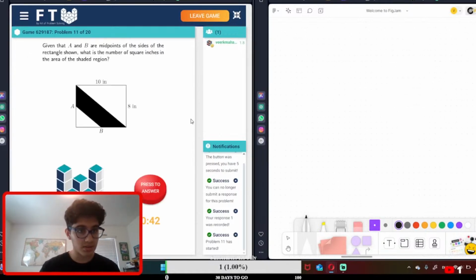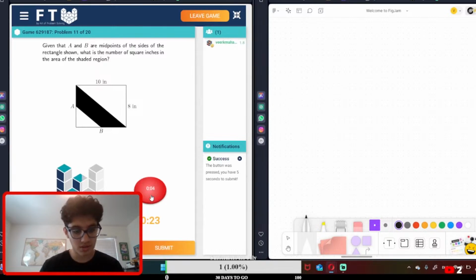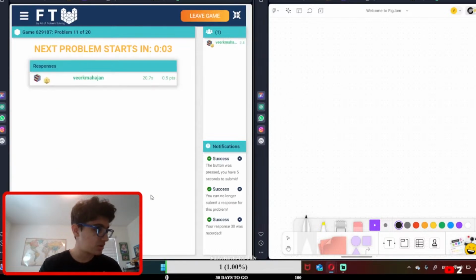Given that A and B are the midpoints of the sides of the rectangle shown, what is the number of square inches in the area? So it's going to be half. It should be 3/8 of the answer, so 30, right? Okay, let's not be hasty about this. Yeah, it should be 30. Pretty sure. Okay.